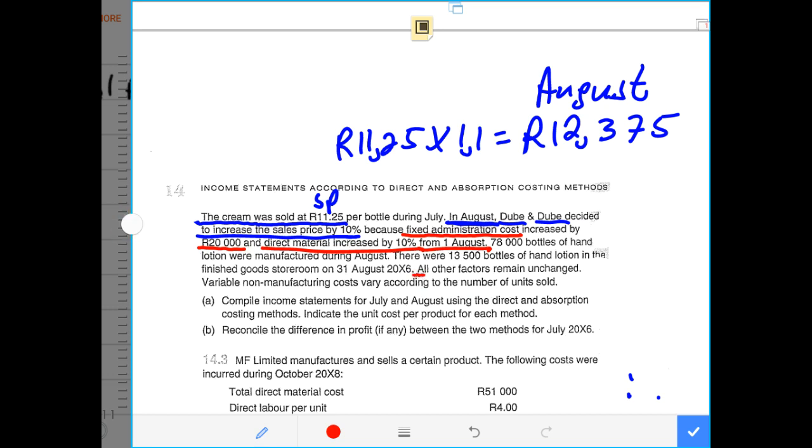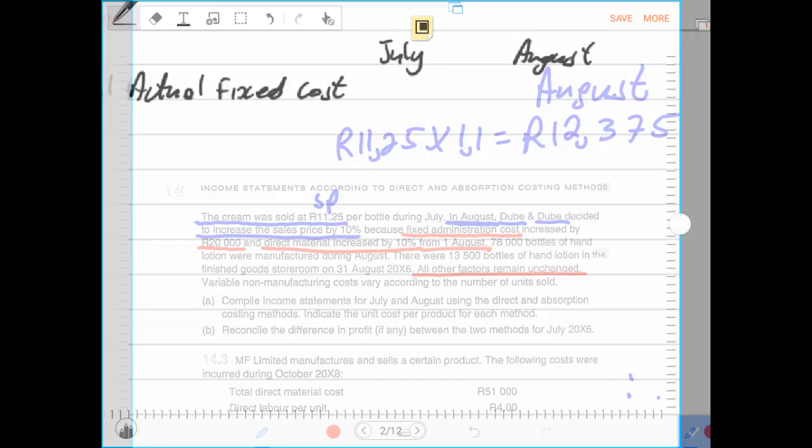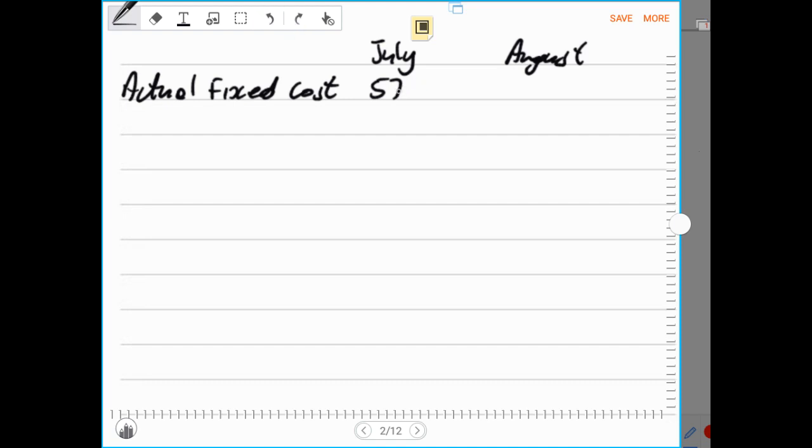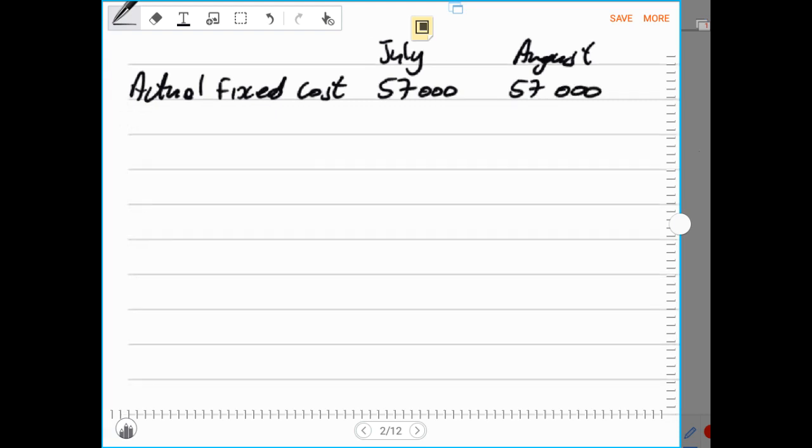Remember, I said all other factors remain unchanged. So now that means our fixed overheads will remain at 57,000 for both months, which is actual. Therefore, now we have to calculate applied overheads.